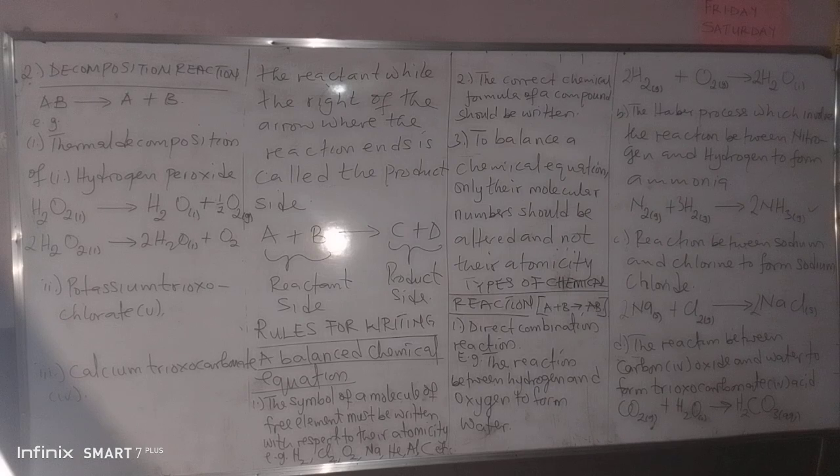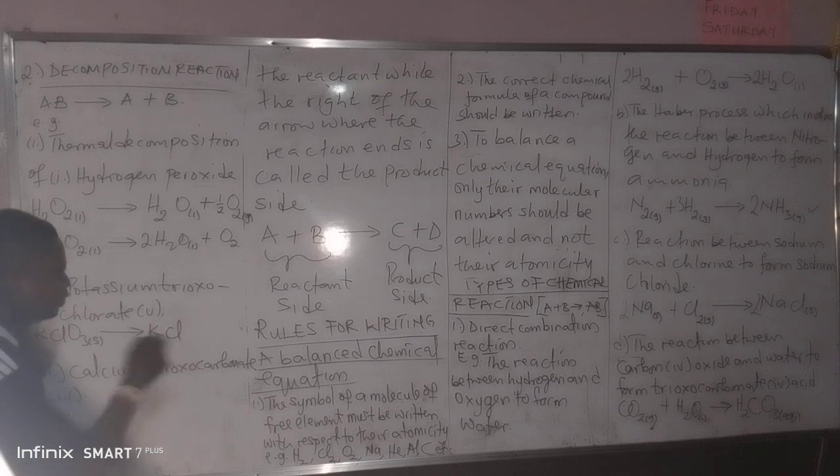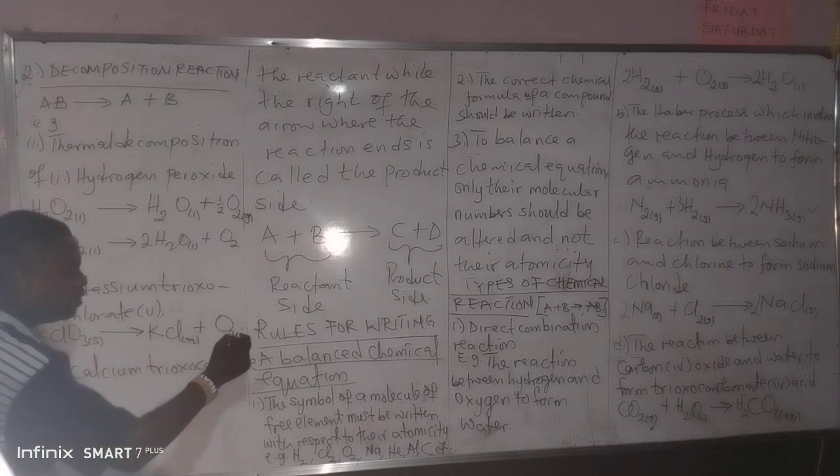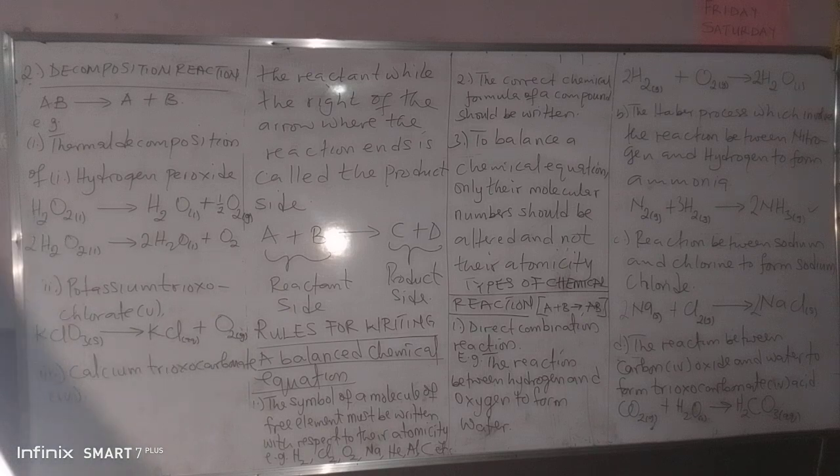The equation is balanced. Then the next one is potassium trioxochlorate 5, which is KClO3. It's a solid. When you heat it in the presence of manganese 4 oxide, it gives you potassium chloride plus oxygen gas. We don't just write equation, but something must have happened for us to write the equation. This particular one is under oxygen and its compound, SS2, when we'll be talking about laboratory preparation of oxygen.